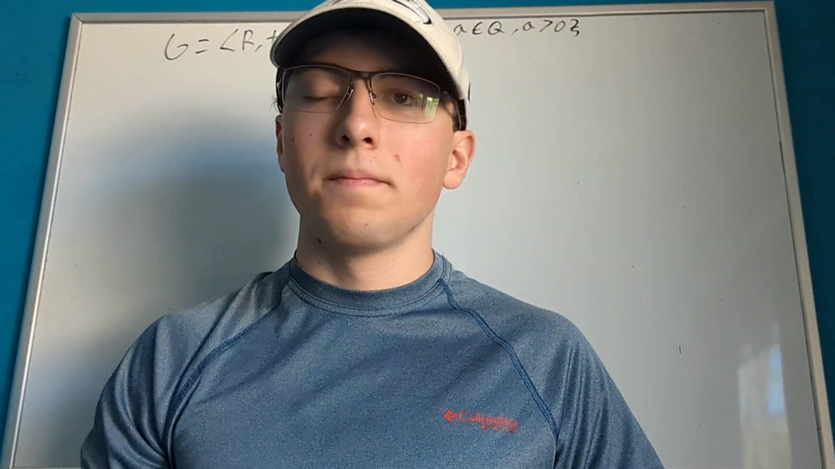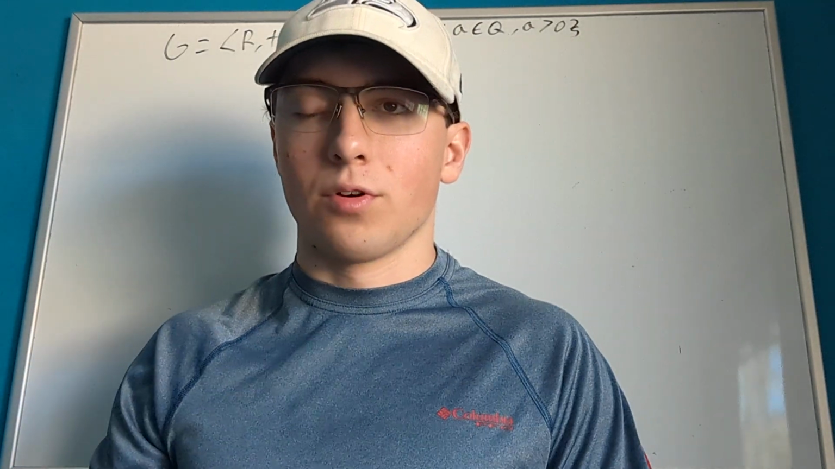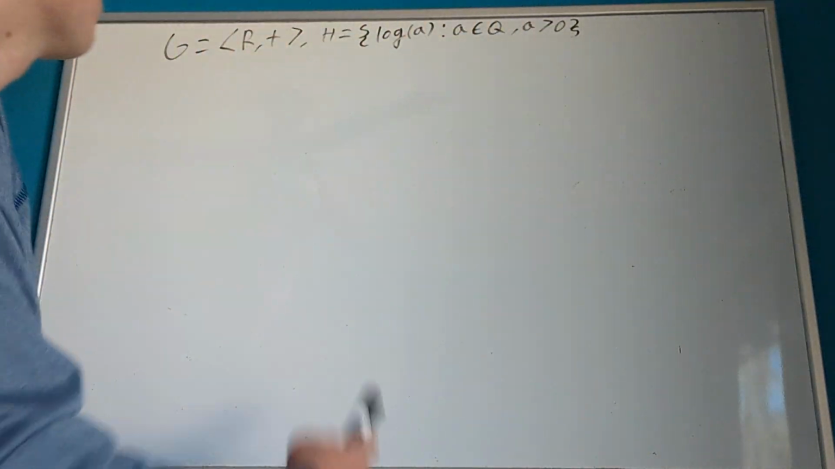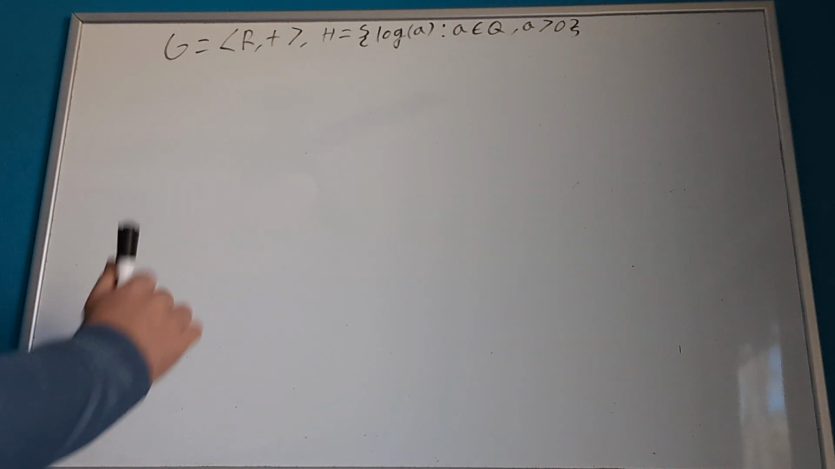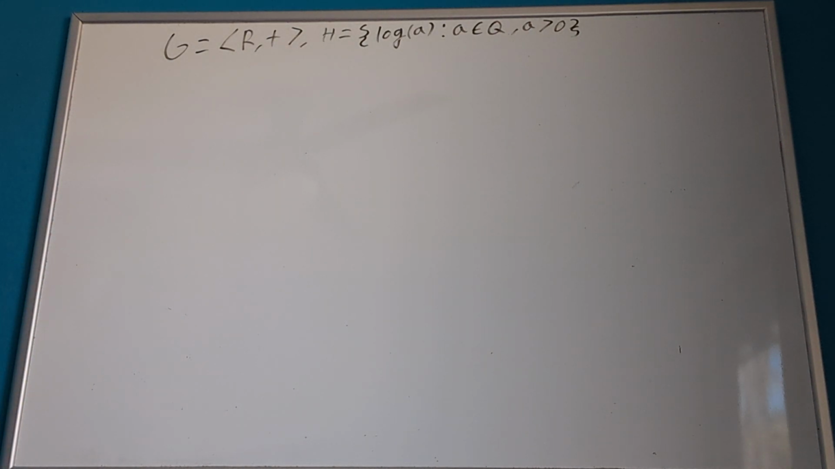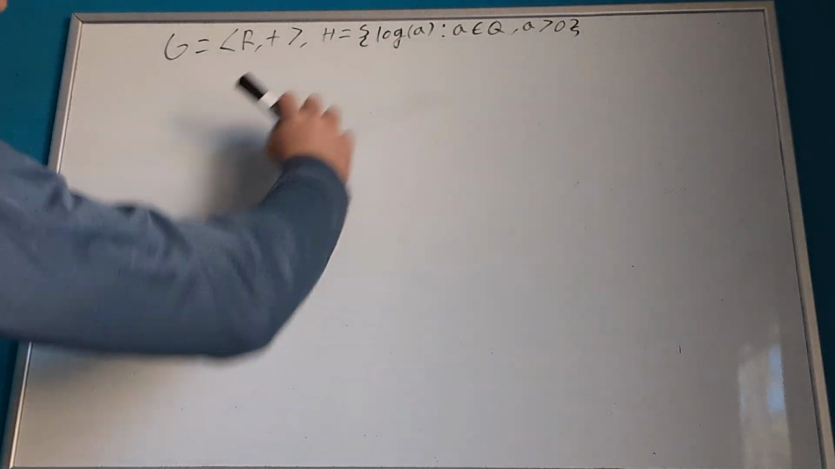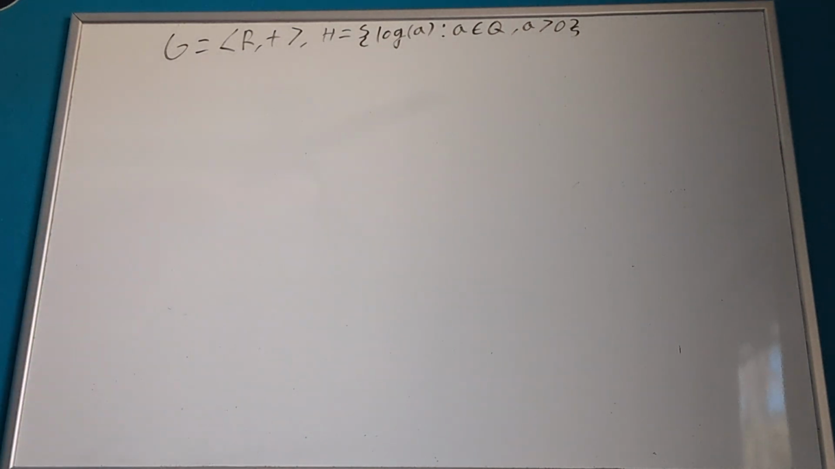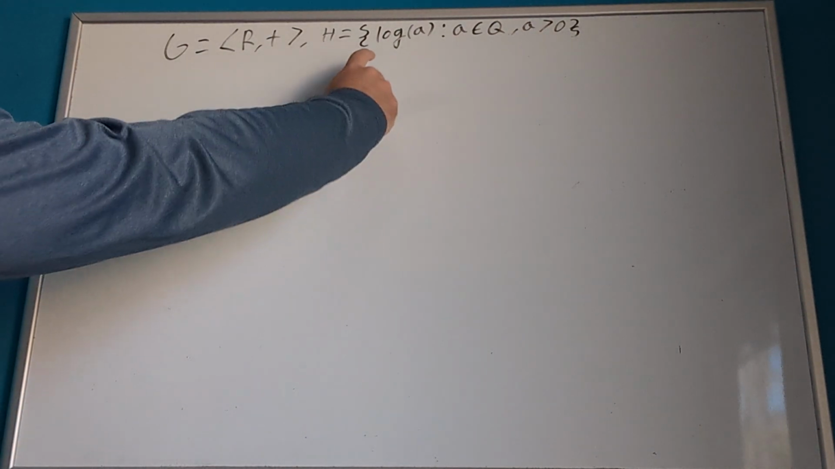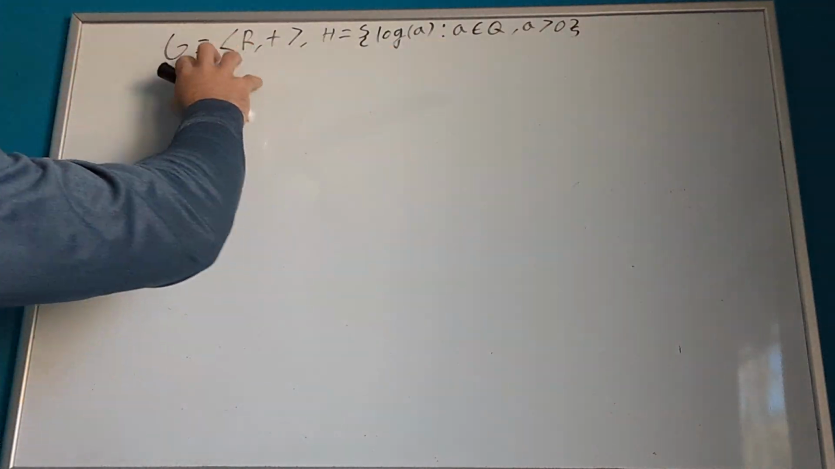So how do we show that a set is a subgroup of a group? Well, here we have our primary group, which is the real numbers, and our operation is addition. And here we have our set, where we have log of a, and a is inside the rational numbers, and a is greater than 0. So how do we show that this is a subgroup of this?